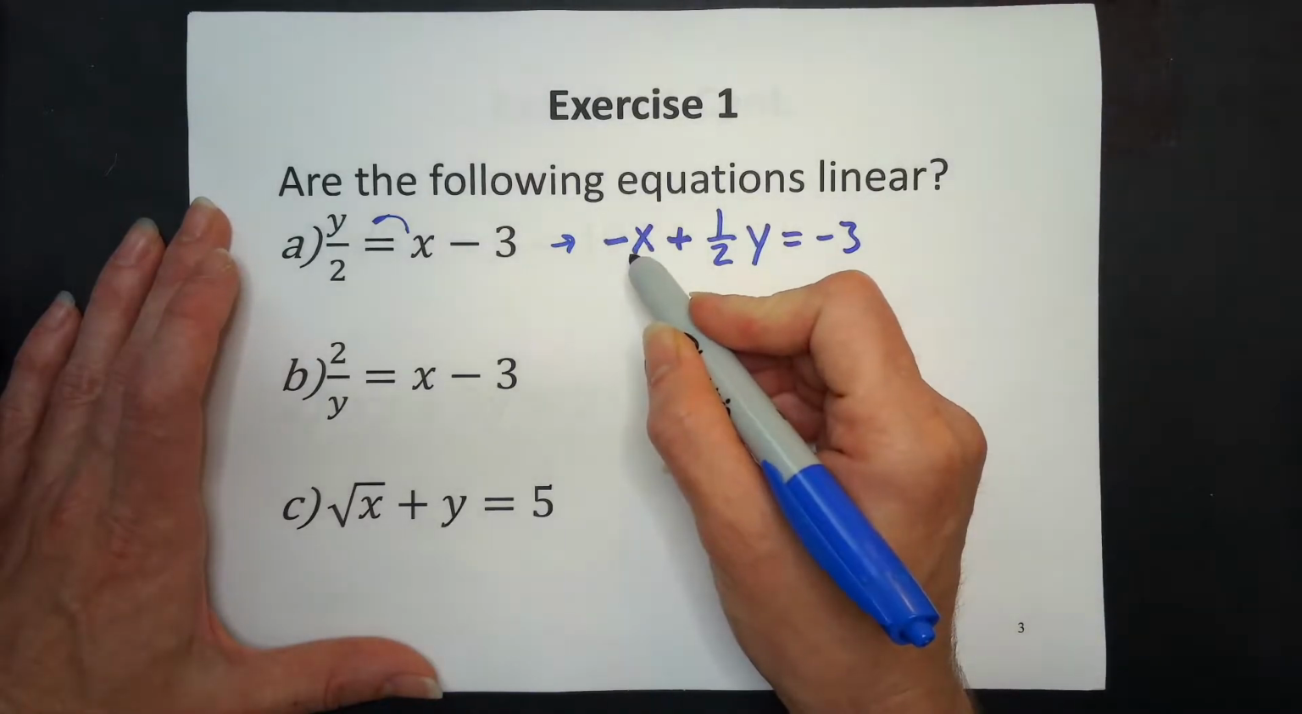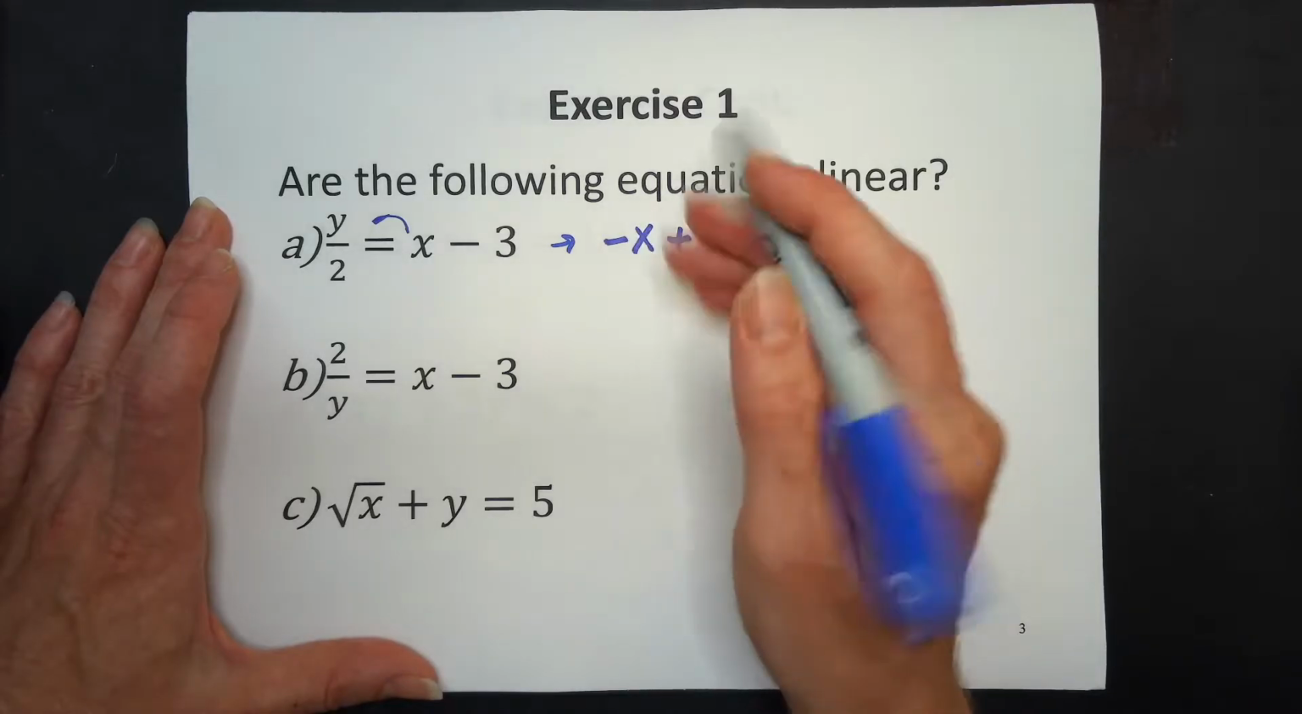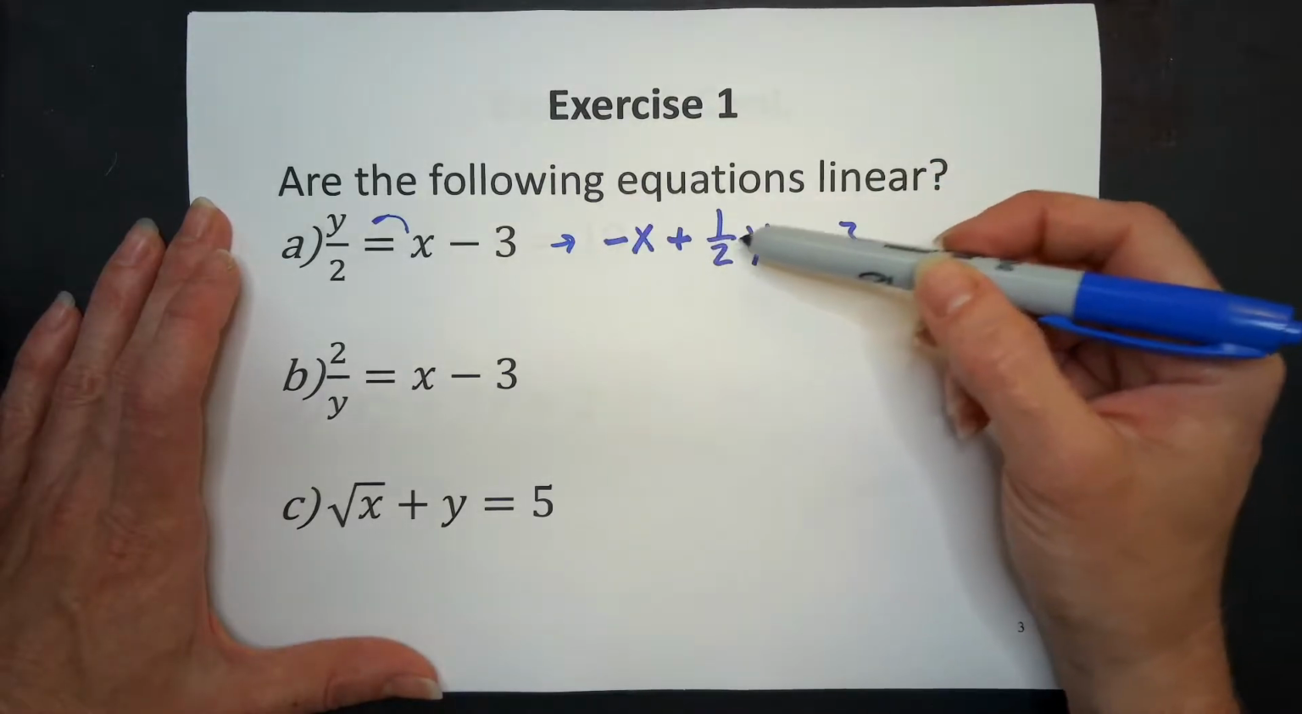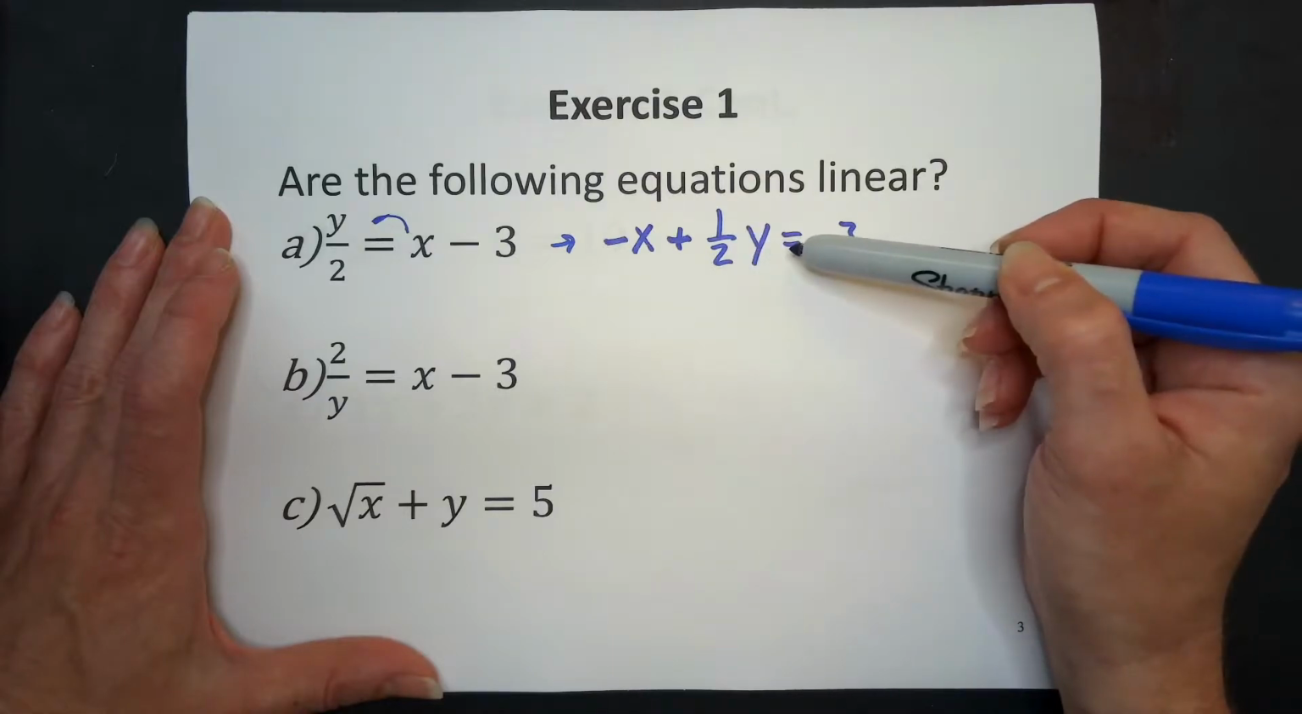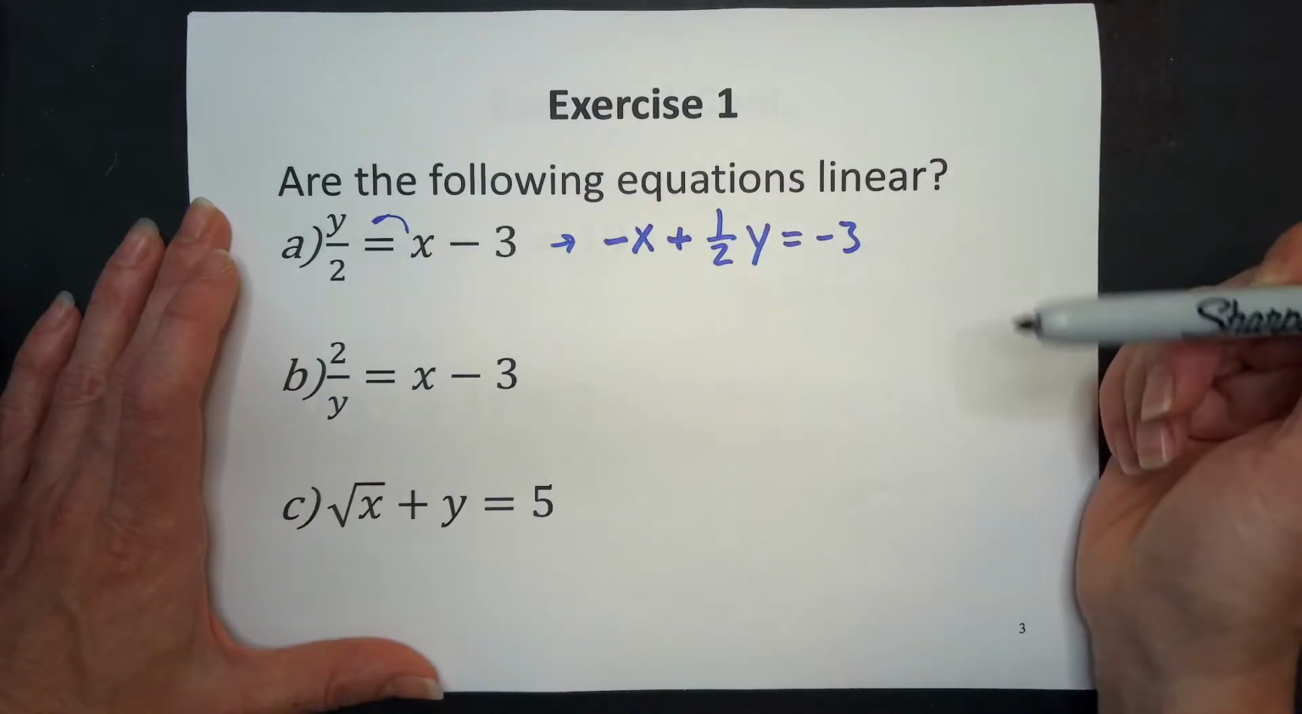So now my coefficient in front of x is negative 1. X is by itself. My coefficient in front of y is 1/2. Y is by itself, equal to a constant. And that constant could be 0.